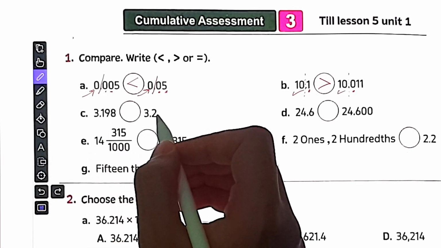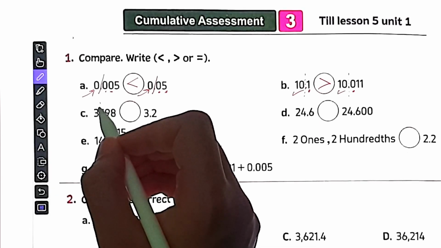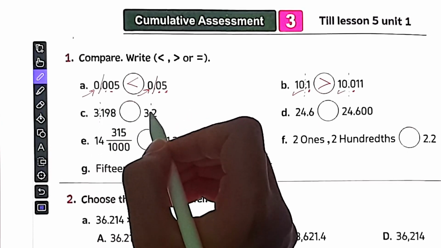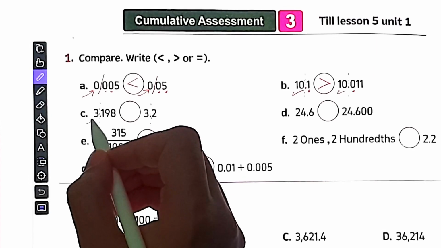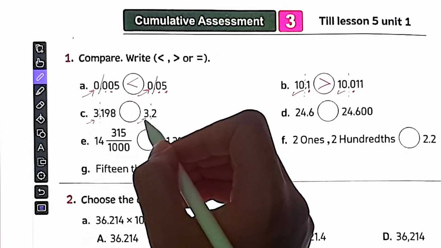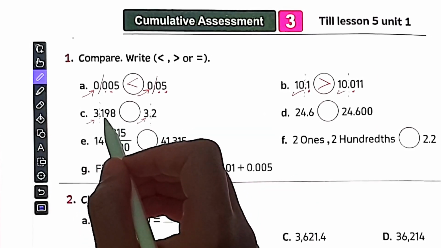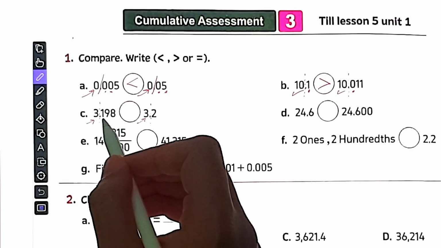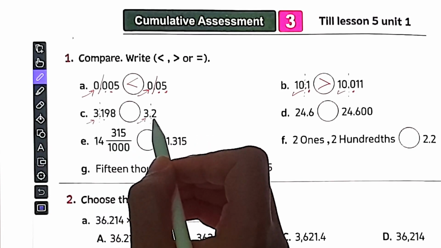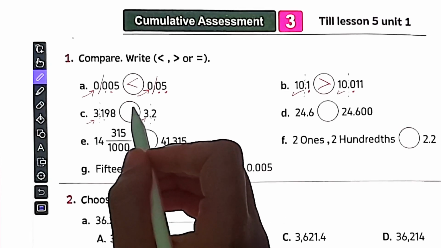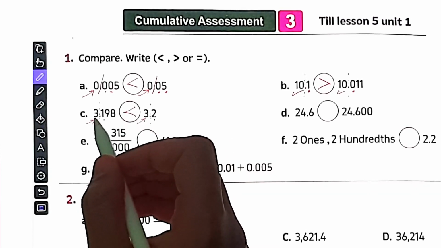Let's move to C. 3.198 and 3.2. I will cut from the decimal part again. The whole here is 3 and the whole here also 3, so the wholes are equal. Let's move to the decimal. The first decimal is 1 and the first decimal is 2. Stop. Of course 2 will be bigger than 1.